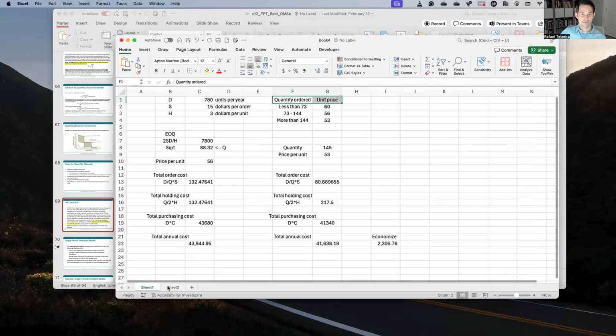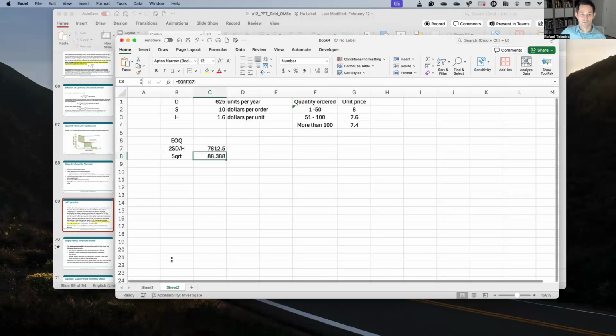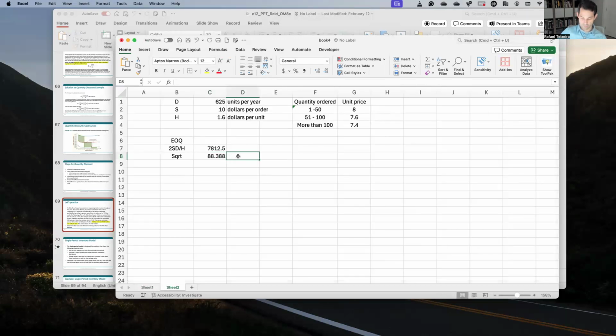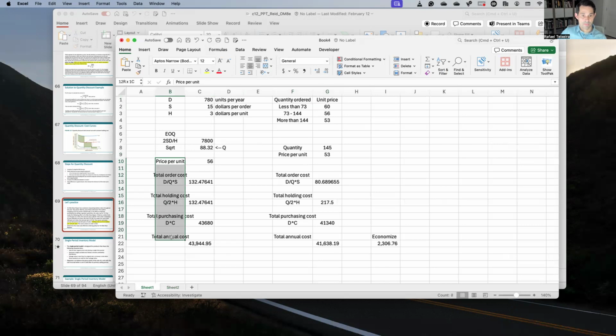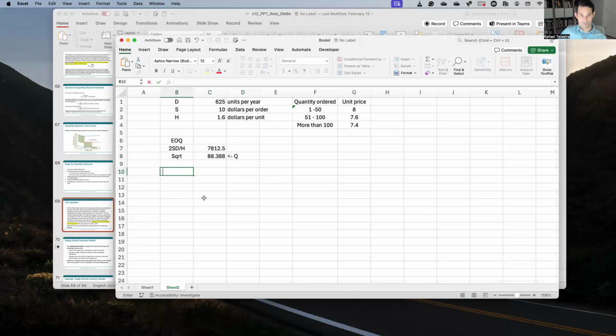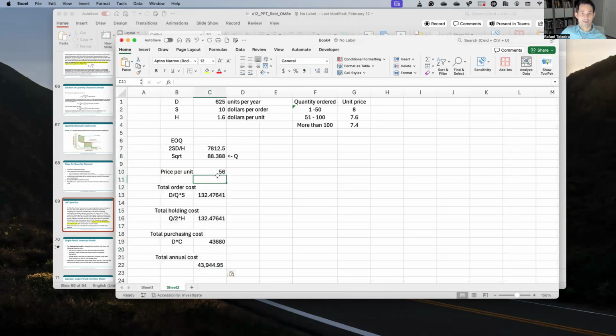Very similar to the other problem. The numbers are different, but very similar in response. All right, this is my Q. Let me copy the same thing here so we save some time. My price per unit, in this case where I'm ordering 88, is $7.60. That's the price.